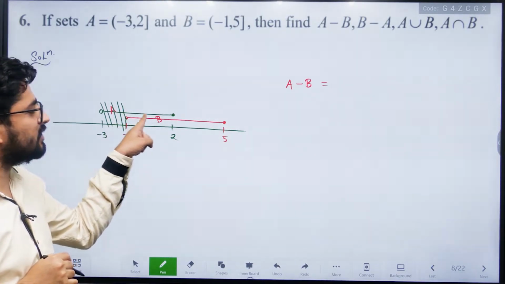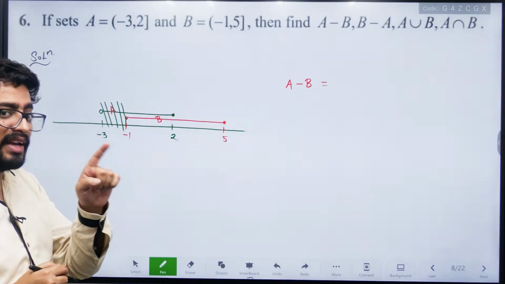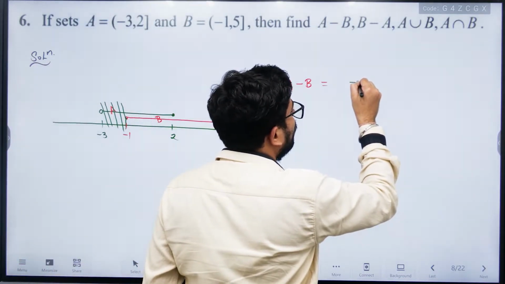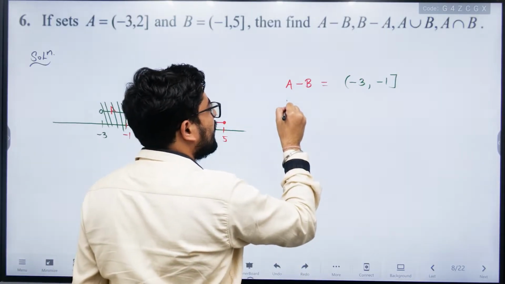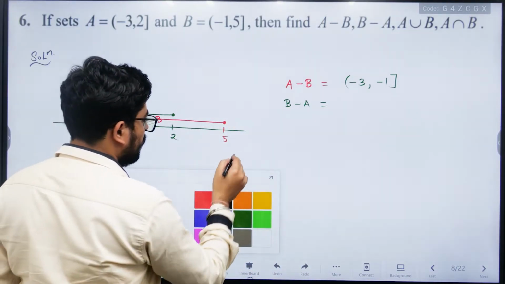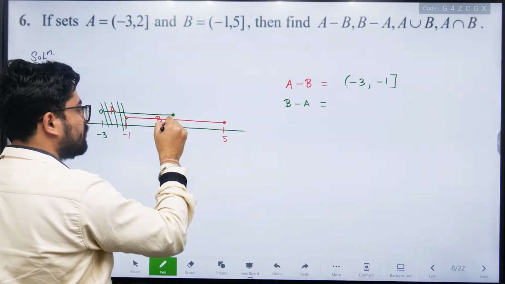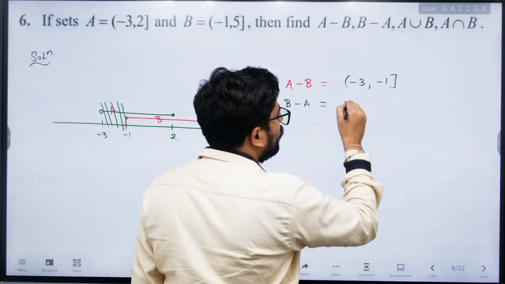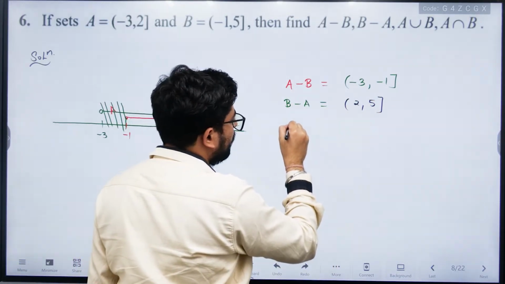If you choose any other element, then that is also in B. So A minus B means what? Minus 3 to minus 1, and minus 1 closed, because minus 1 is in A but not in B. So you can say minus 3 open to minus 1 close. B minus A, that is what? So you have A till here. B minus A is 2 open to 5 close. That's B minus A.